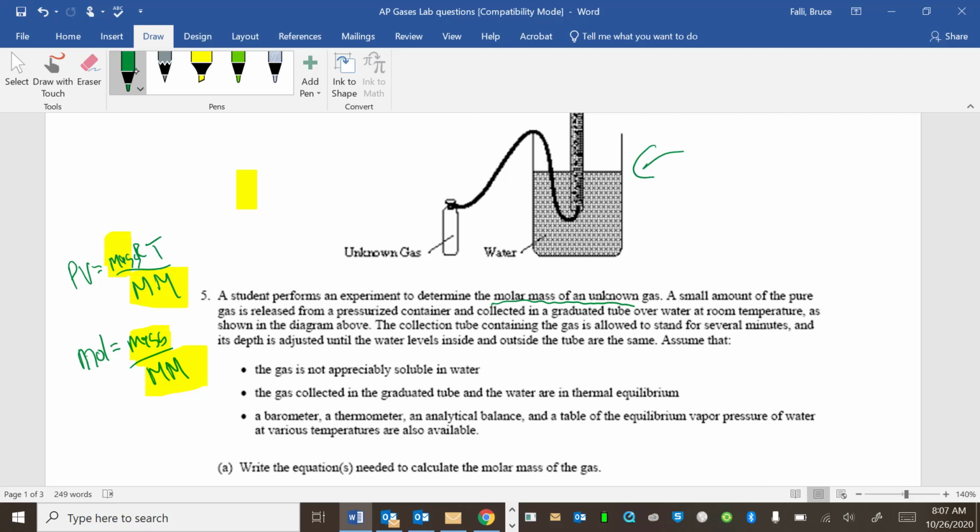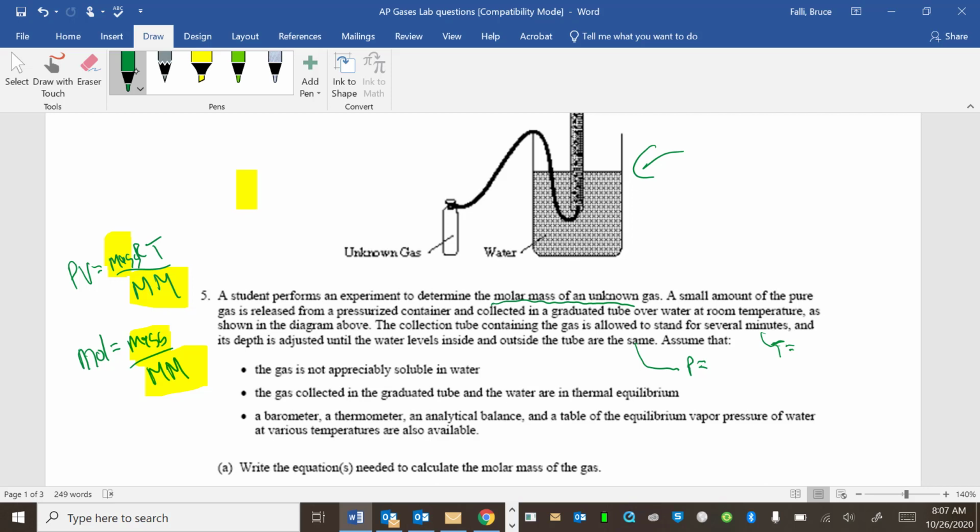A small amount of the pure gas is released from the pressurized container and collected into a graduated tube above water at room temperature, as shown in the diagram above. The collection tube containing the gas is allowed to stand for several minutes. What that means is the temperature is going to be equal. And the depth is adjusted until the levels inside and outside are the same. What that means is that the pressure is going to be equal. Assume that the gas is not appreciably soluble in water. What that means is the volume of the gas is the same as the volume of the cylinder.